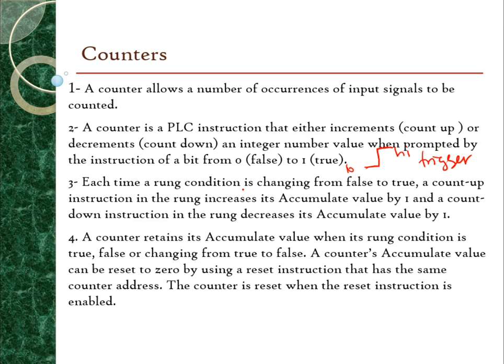Every time the run condition, the trigger of the counter, changes from false to true, a count up instruction in the rung is going to increase its value by 1, and if you are using a countdown counter, it will decrease its value by 1. A counter retains its accumulated value when its run condition is true, false, or changing from true to false. A counter's accumulated value can be reset to 0 by using a reset instruction that you put in your counter. When you give a reset to the counter, this reset instruction will put the value of the counter back to its initial value.